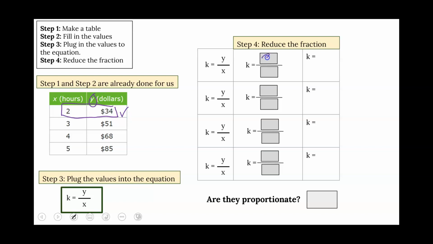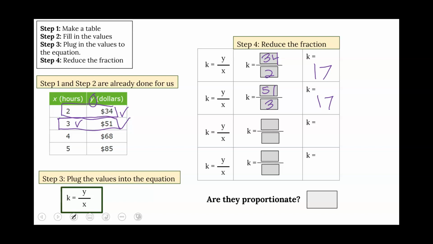So we're going to start with our first line, and remember this side is our Y, so I'm going to start with 34 over 2. Now I'm going to take my calculator and type in 34 divided by 2, and I get 17. Now we're going to go to the next one, and I'm going to put the 51 first because that's our Y, and the 3 second as the X, and I type in 51 divided by 3, and I get 17. So far, so good. The 17s match, which means that so far this is a proportional relationship.